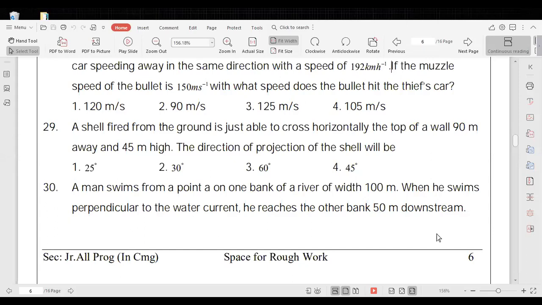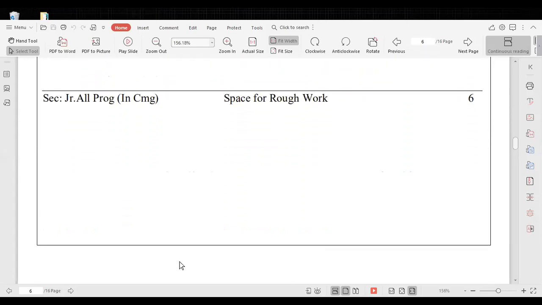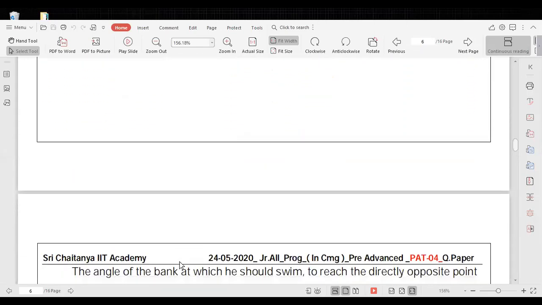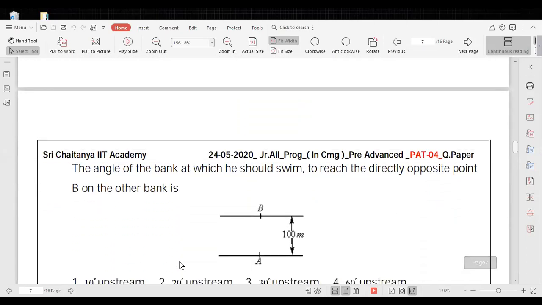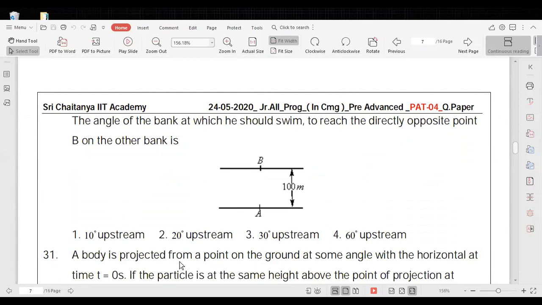Okay, we go to the next page. Now you see the continuation. The angle to the bank at which he should swim to reach the directly opposite point B on the other bank. That is the question they asked.